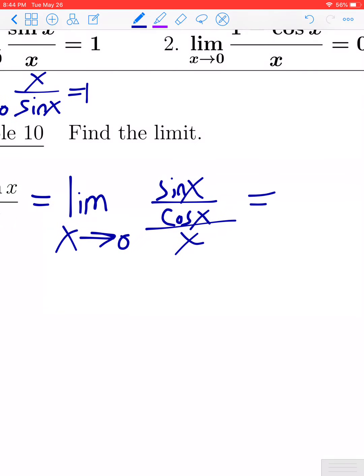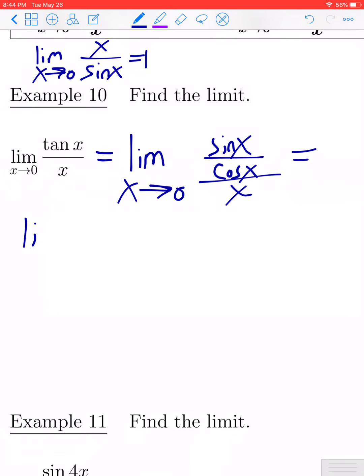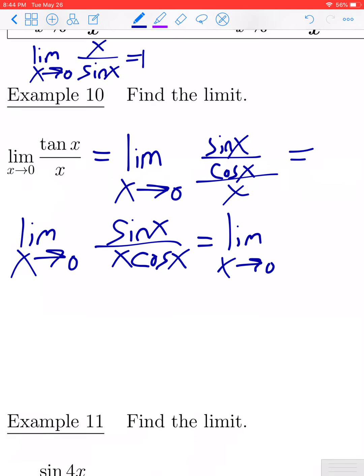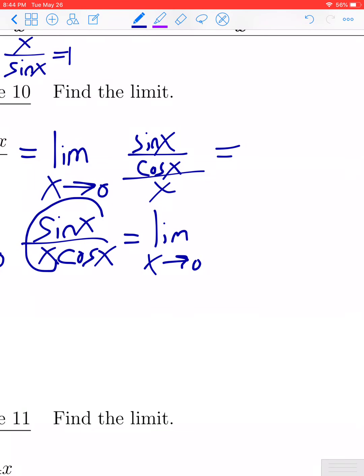We can simplify this. This is a complex fraction. Good old school keep, change, flip. But this is going to be the limit as x approaches 0 of the sine of x over x times cosine x. And now let's rewrite this interior part. We see that this portion here is exactly the thing that's inside our one limit theorem. It's the limit as x approaches 0 of sine x over x, and then we can write it as multiplying by a 1 over cosine of x term.